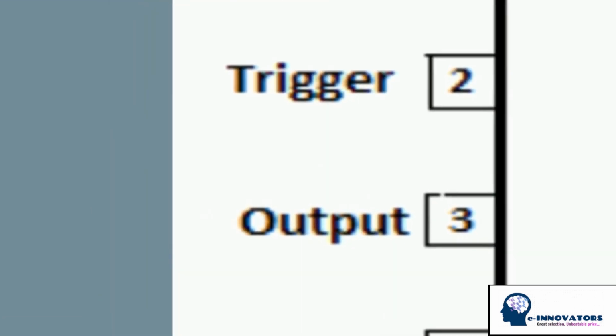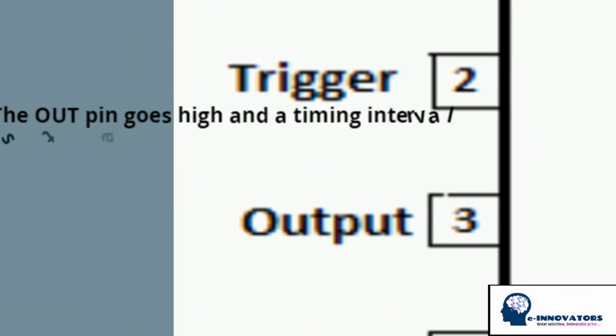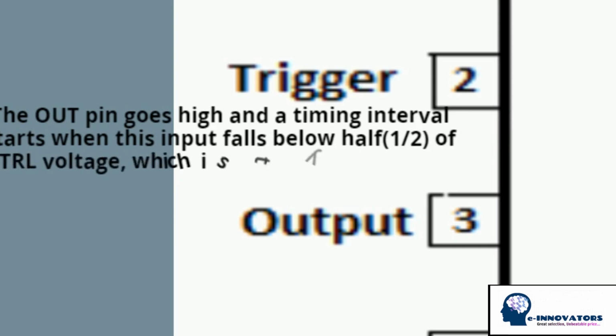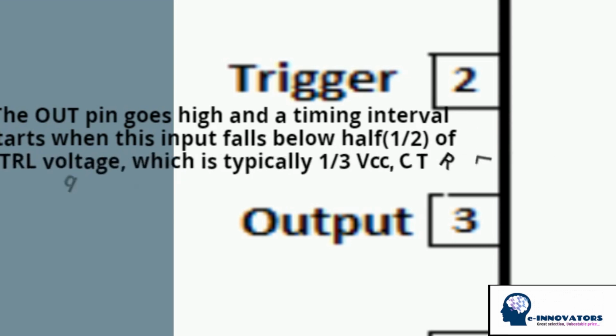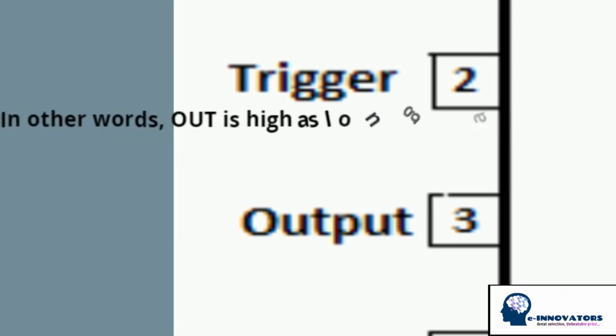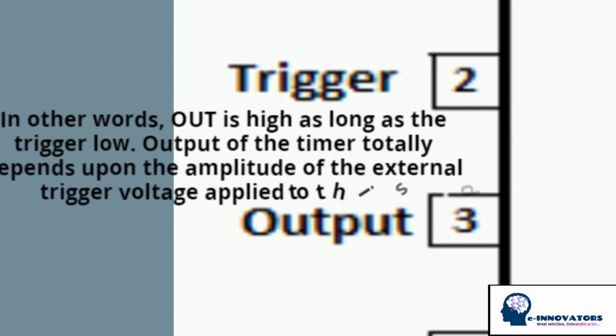Trigger pin, the output pin goes high and the time interval starts when this input falls below half of the control voltage, which is typically 1/3 of the VCC. Control voltage being 2/3 of the VCC by default if control is left open. In other words, output is high as long as the trigger is low. Output of the timer totally depends upon the amplitude of the external trigger voltage applied to this pin.